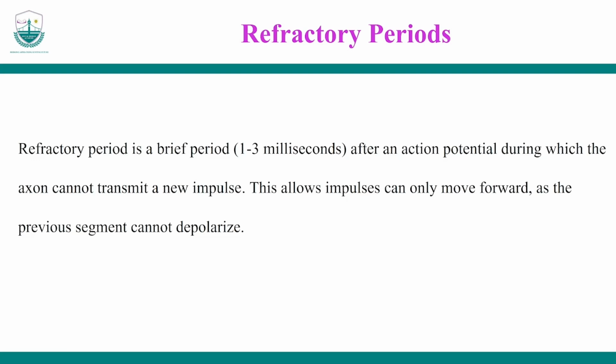The benefit of that is that you don't have quick, uncontrolled firing of impulses. That's one. The other thing is that it ensures that you have impulses moving in one direction, as we shall see later on in the properties of impulses. We'll see that impulses are transmitted unidirectionally. This refractory period allows impulses to move only in the forward direction. That means it cannot allow the previous segment to get depolarized again.